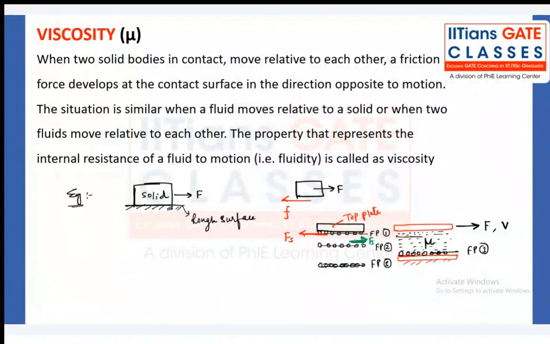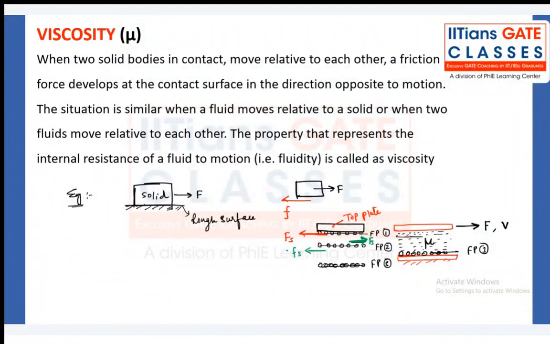Because of this green shear force, fluid particle 2 will start moving in the forward direction. Then fluid particle 3 will say, how are you seamlessly moving forward in the positive x direction? Can't you see I'm at a fixed location, stuck with the bottom plate? In that conversation, fluid particle 3 will offer some kind of resistive force to fluid particle 2.